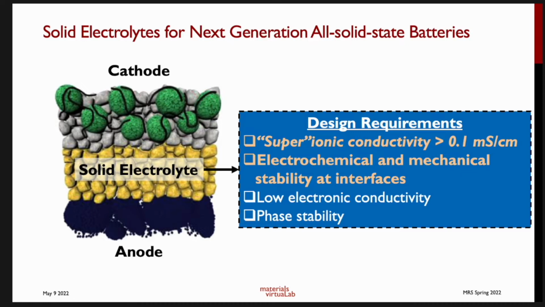Typically in the literature, we talk about ionic conductivities that need to be at least 0.1 millisiemens per centimeter. And ideally, we want it to be at least an order of magnitude or two higher than that. Now, perhaps more importantly at this juncture, we are also very interested in the interfacial stability of this solid electrolyte with either the cathode or the anode. And that actually, I would say, is probably the limiting factor for all solid-state batteries today. So I'm going to talk about how machine learning can actually be used to address both of these key design requirements for alkaline superionic conductors.